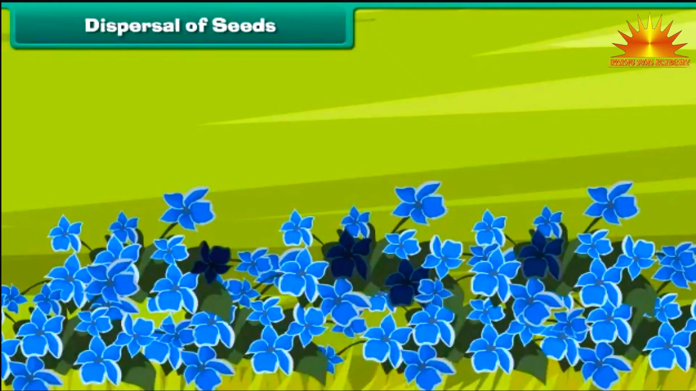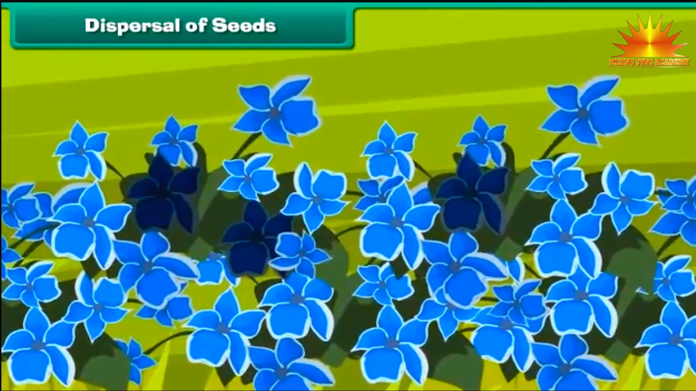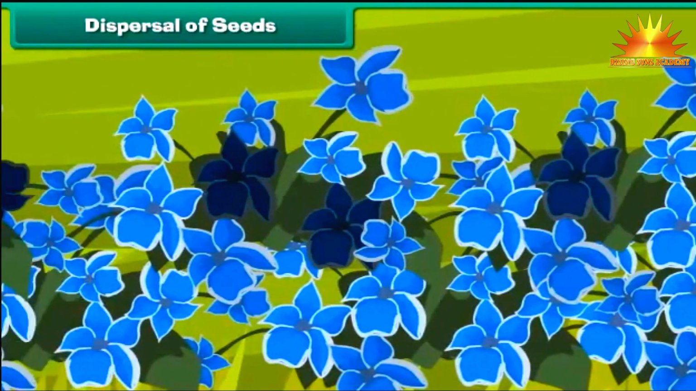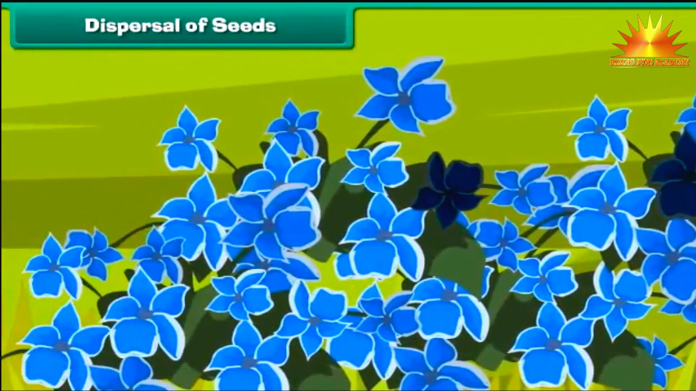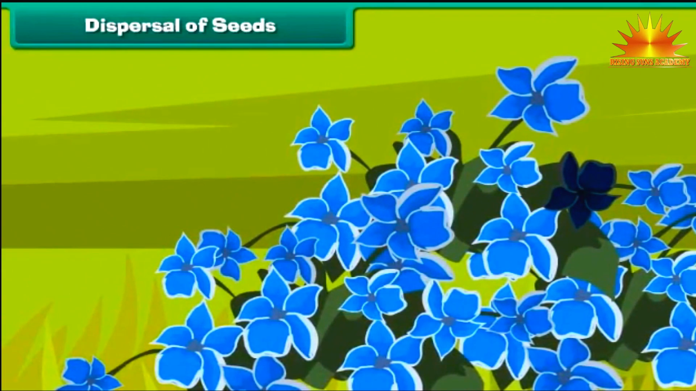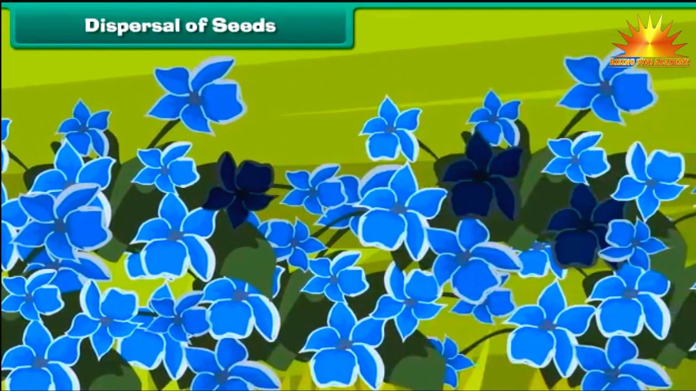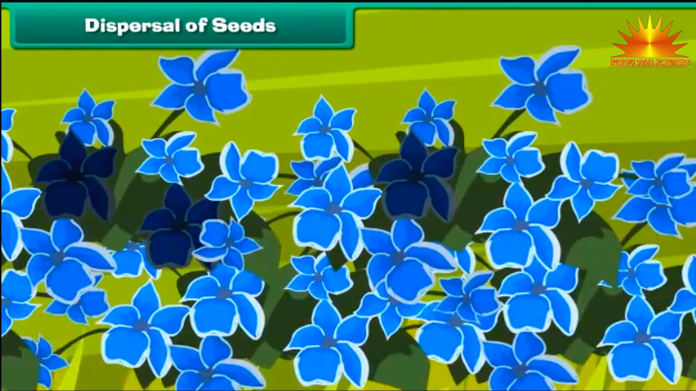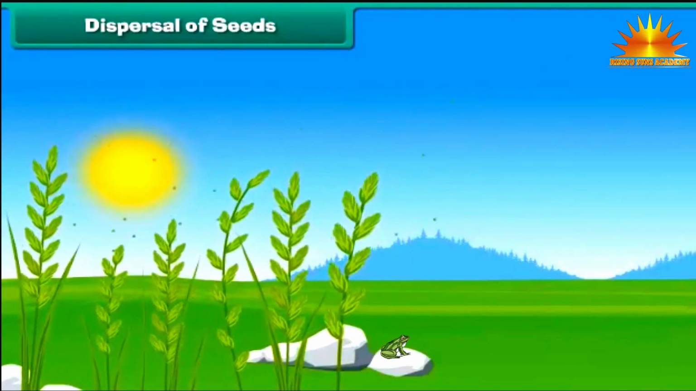Dispersal of seeds. What will be the condition of an area where all the seeds are grown near the parent plants? There will certainly be a shortage of space, water, minerals and sunlight, so all the plants will not grow properly. Most of them will naturally die. So, it is necessary that the seeds of plants should be scattered over large distances.